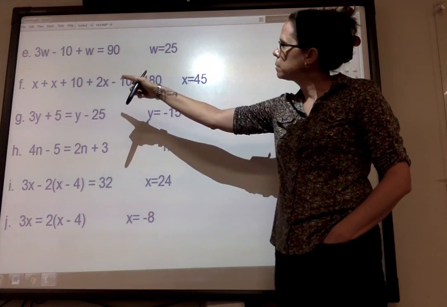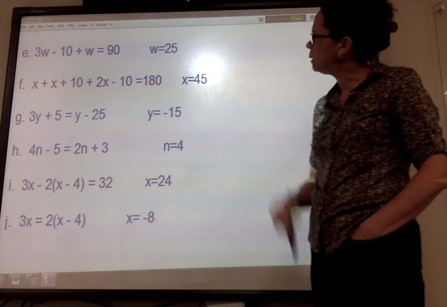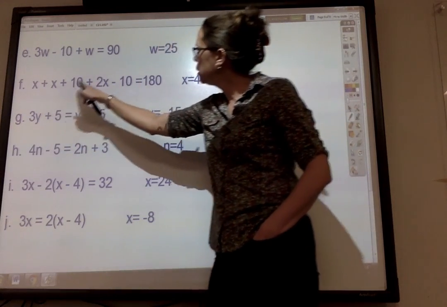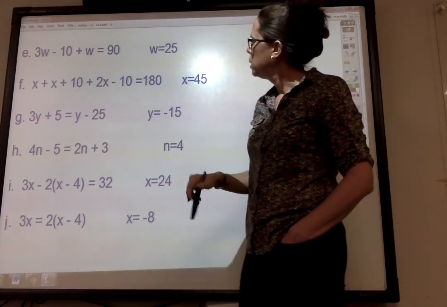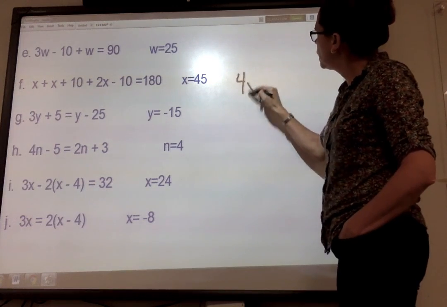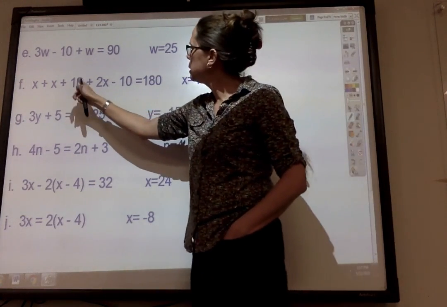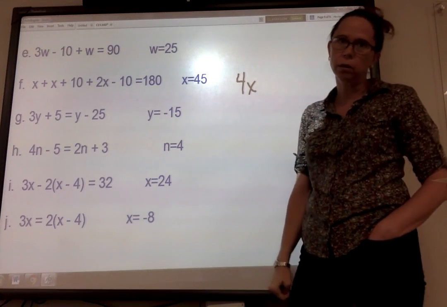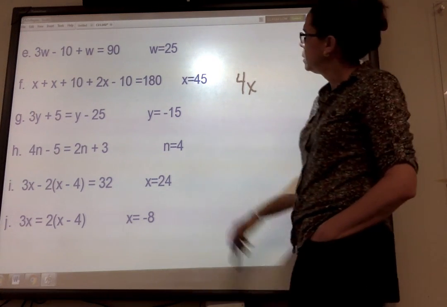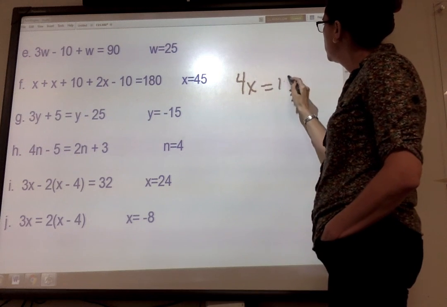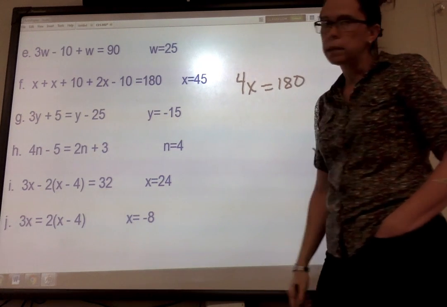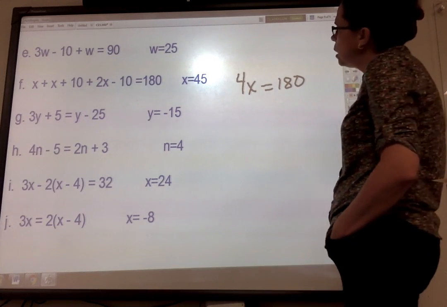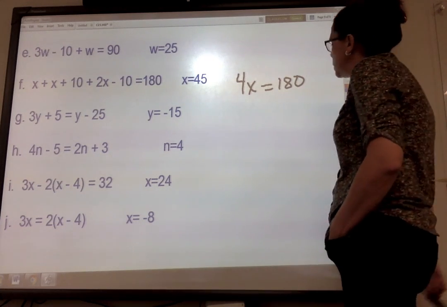Next, x plus 10 plus 2x minus 10 equals 180. On the left side, I have an x and 2x, all positive, so that makes 4 x's. Then I have plus 10 minus 10, which makes 0, so I don't have any more numbers. I just have 4x equals 180. What's happening to x? It's being multiplied by 4. Divide by 4 on both sides, and x is equal to 45.